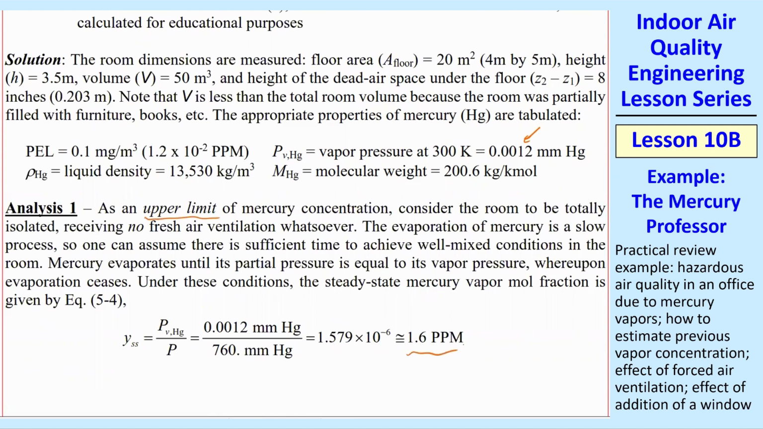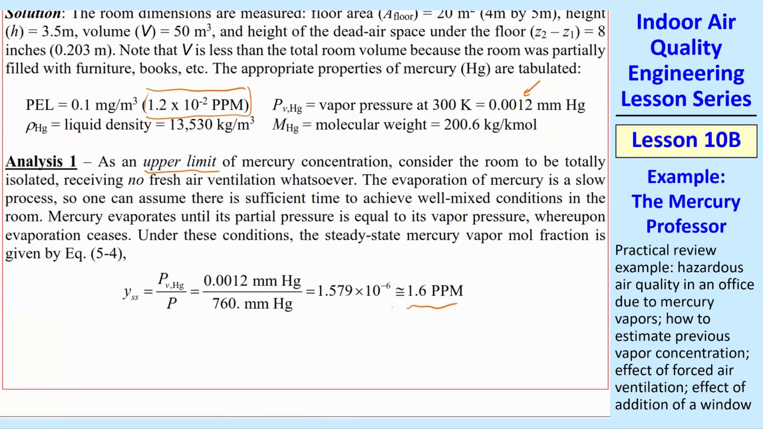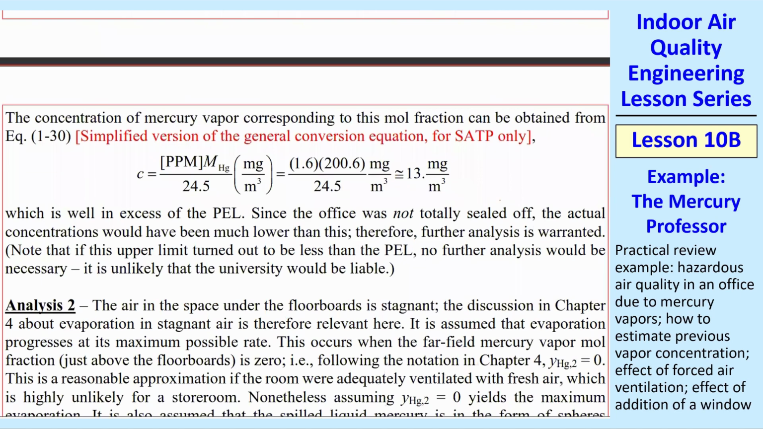Y_SS is about 1.6 ppm, but the PEL is 1.2 times 10 to the minus 2 ppm. So this is much higher. It's greater than the PEL by a factor of about 130. So that's definitely a problem. If you convert to mass concentration, you get roughly 13 milligrams per meter cubed, well in excess of the PEL.